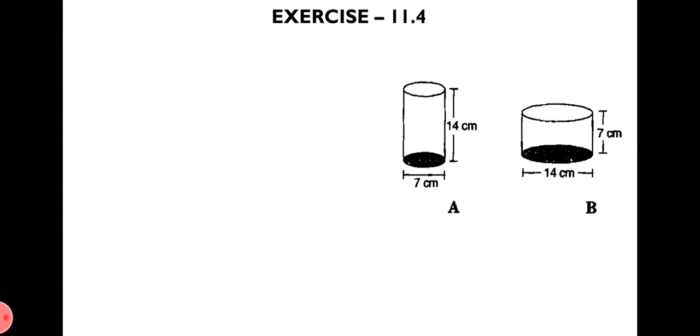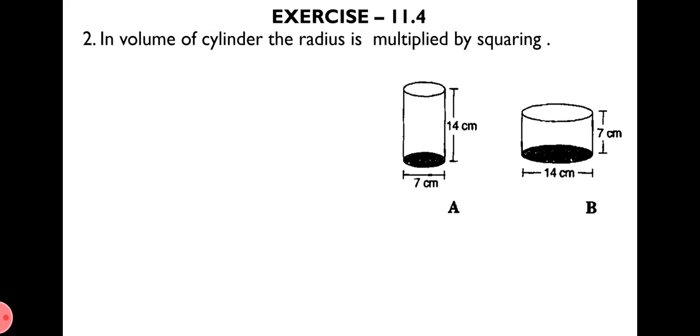Here you can see cylinder A is having 14 cm height and 7 cm diameter, and cylinder B is having 7 cm height and 14 cm diameter. So for the solution, in the volume of a cylinder the radius is multiplied by squaring. Now we know that to find the volume of a cylinder we use the formula pi r square h, means here radius is squared. Radius is multiplied 2 times. So the cylinder having more radius will be having more volume.